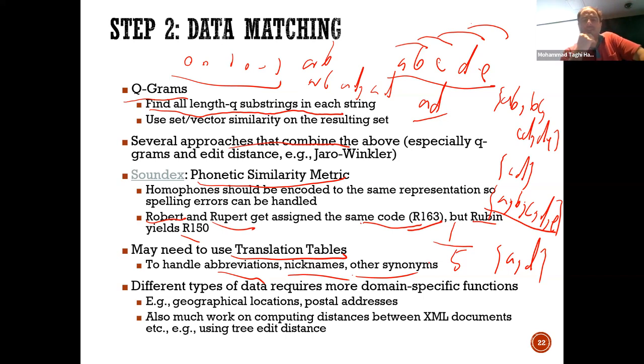Different types of data may require more domain-specific functions. If you have geographical locations or postal addresses, you may use different approaches, because there are dictionaries for them. Another very important one: you may consider two XML or JSON documents, or two websites, and try to compare them together. The one to use there is tree edit distance. You have edit distance and you have tree edit distance, and tree edit distance is especially useful for XML or JSON. This is some research we are doing, finding the best algorithm. If these JSONs are too large, how can you do it in a distributed manner? This is an active area of research.